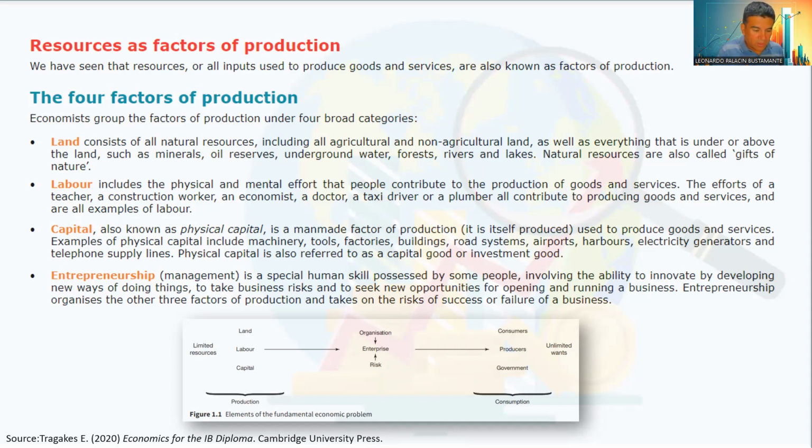If you look below, you have a diagram that goes from limited resources to unlimited ones, showing how land, labor, and capital are used to produce inside a company, taking risk, of course, so that they can satisfy consumers, producers, and governments. So that goes from production to consumption.